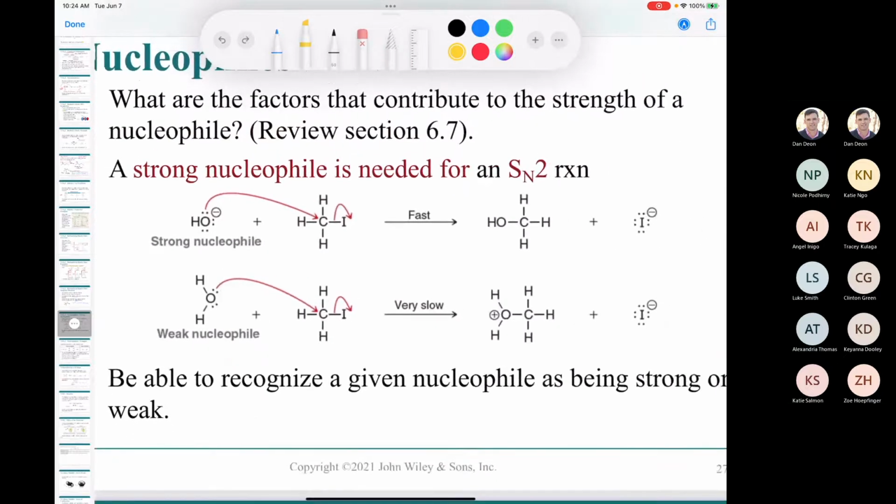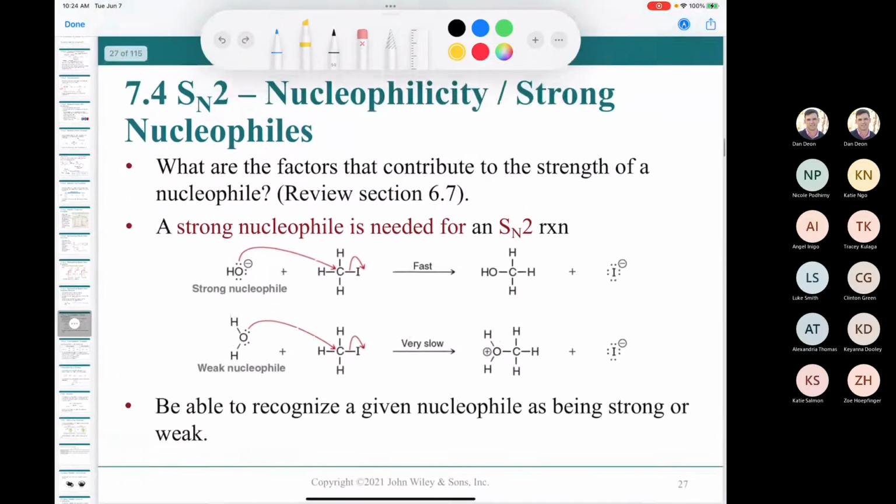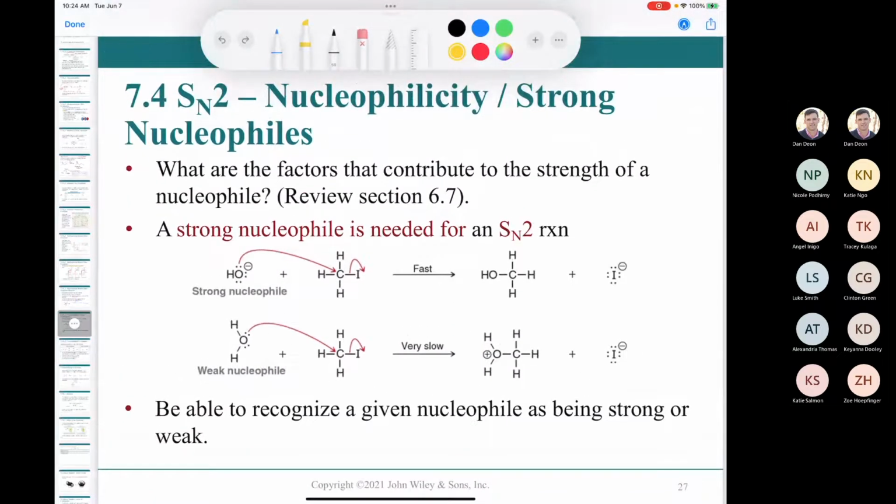If you compare the rates of these two SN2 reactions with water and hydroxide acting as the nucleophile and methyl iodide acting as the substrate, when you have the hydroxide, it reacts really fast, whereas if you're trying the reaction in water, it works really, really slowly. And so you should be able to recognize a nucleophile as being strong or weak. Strong nucleophiles are things like hydroxide, methoxide, ethoxide. The hydrosulfide would be a strong nucleophile.